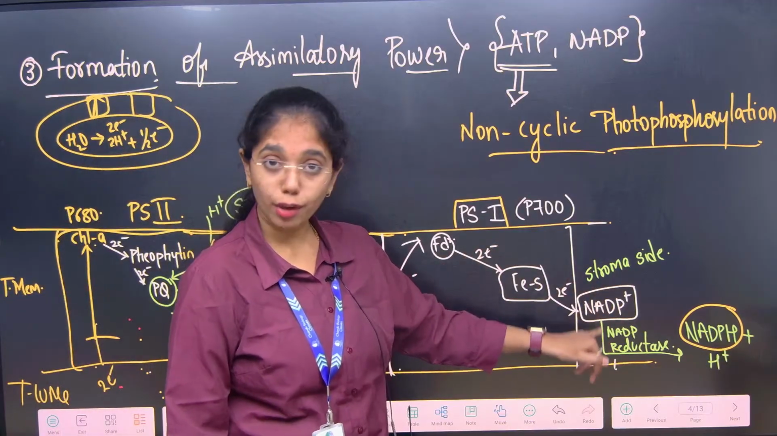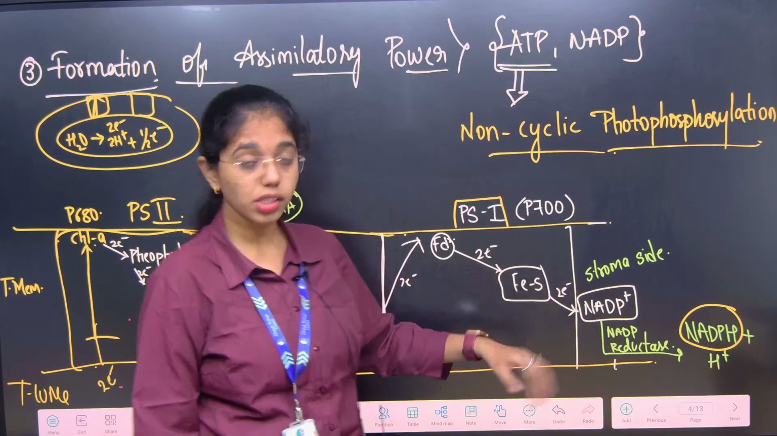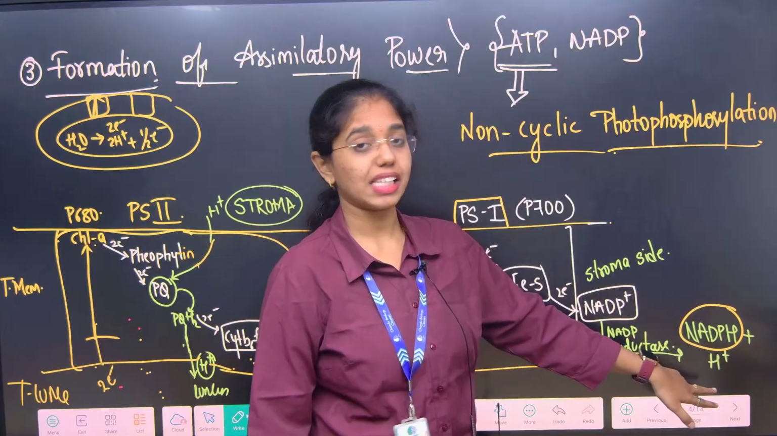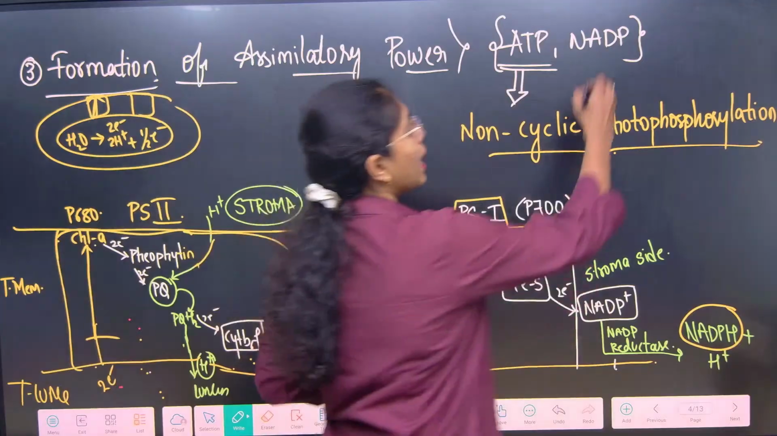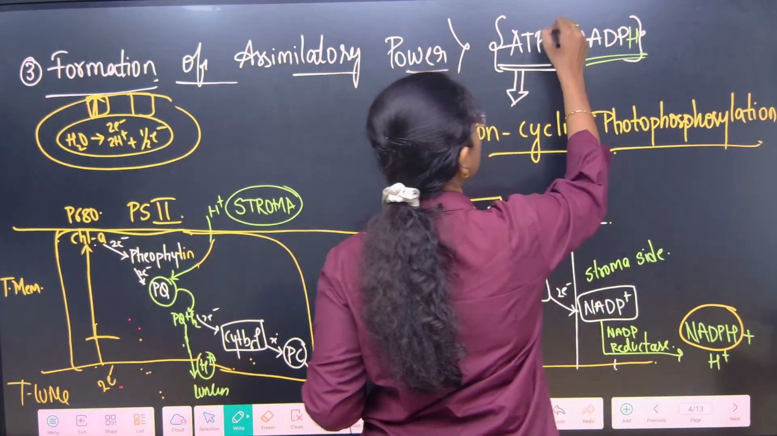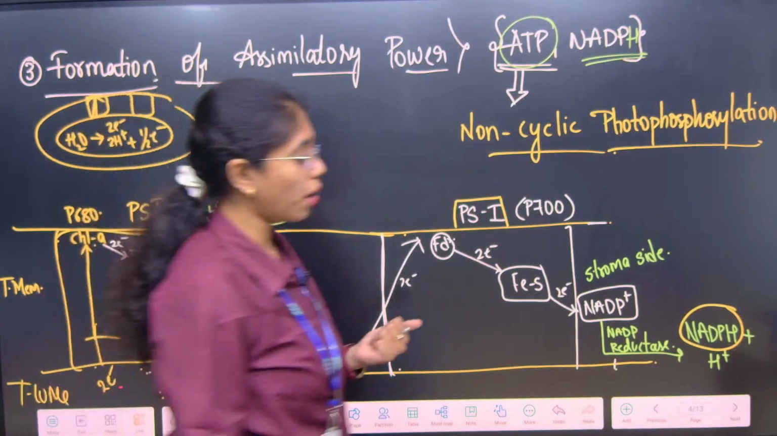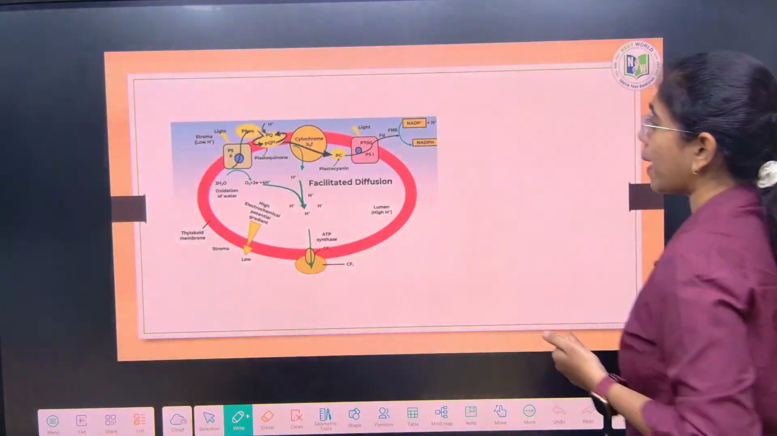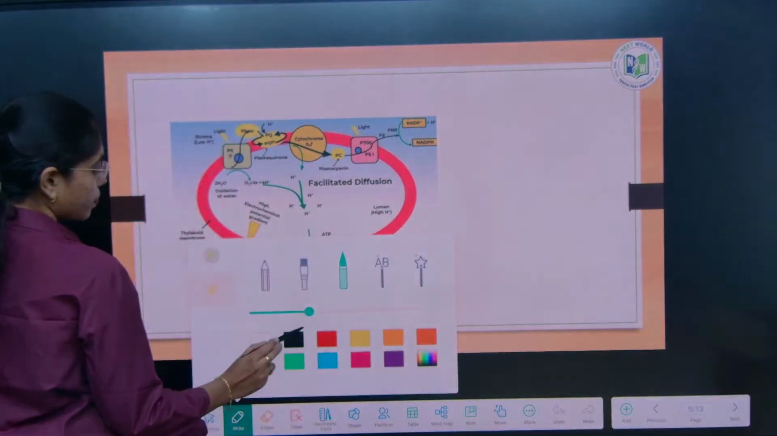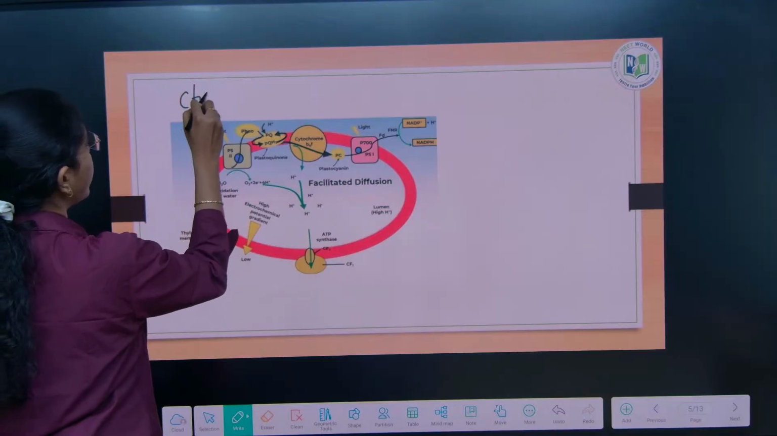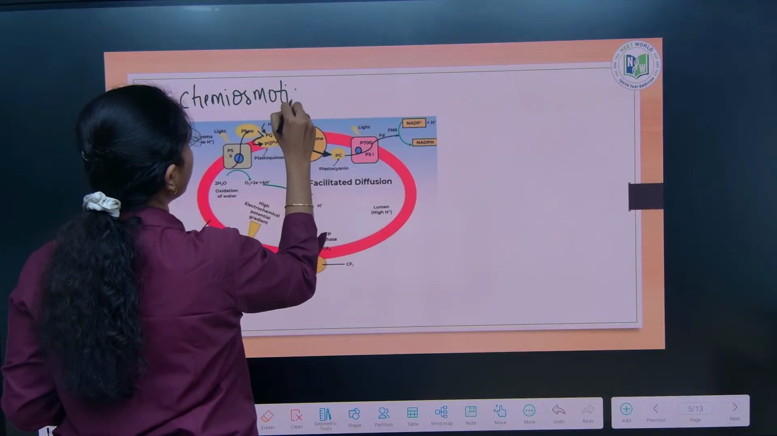And here to reduce NADP+, we have the enzyme NADP reductase, wherein NADPH plus H+ are formed. But in the assimilatory power, only NADPH is formed here, we still haven't formed ATP. How ATP is formed is proposed by another hypothesis, that is the chemiosmotic hypothesis, which is learnt under the chemiosmotic hypothesis.